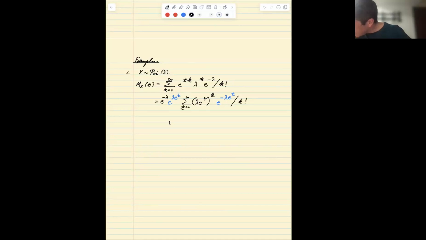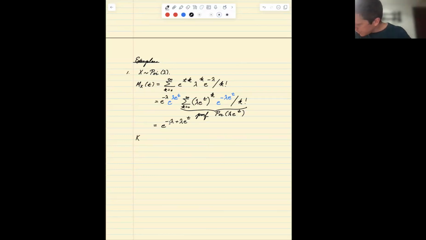So this piece now is the mass function of a Poisson with intensity lambda e to the t. So it sums to 1. So this is now just equal to e to the minus lambda plus lambda e to the t.